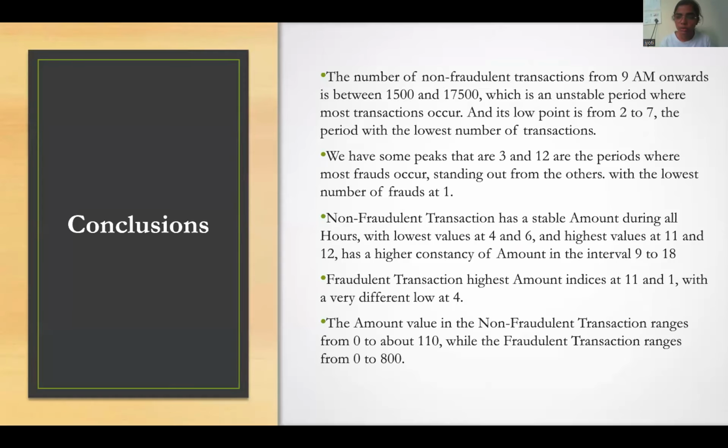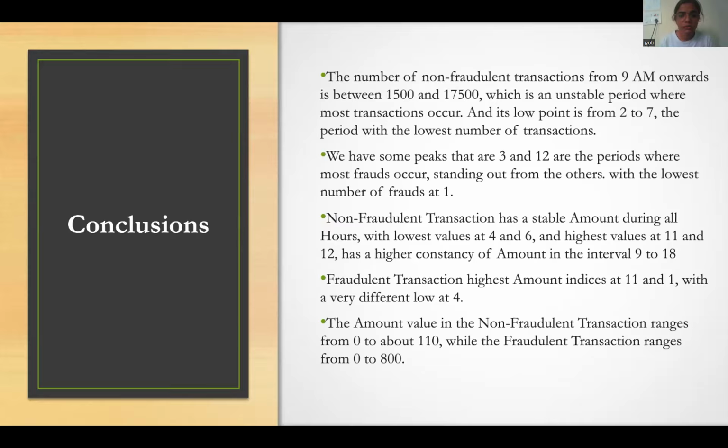So now the conclusion of this EDA. The number of non-fraud transactions from 9 a.m. onward was between 1500 and 17500, which is an unstable period where most transactions occur, and its low point is between 2 a.m. to 7, the period where the lowest number of transactions occurred.